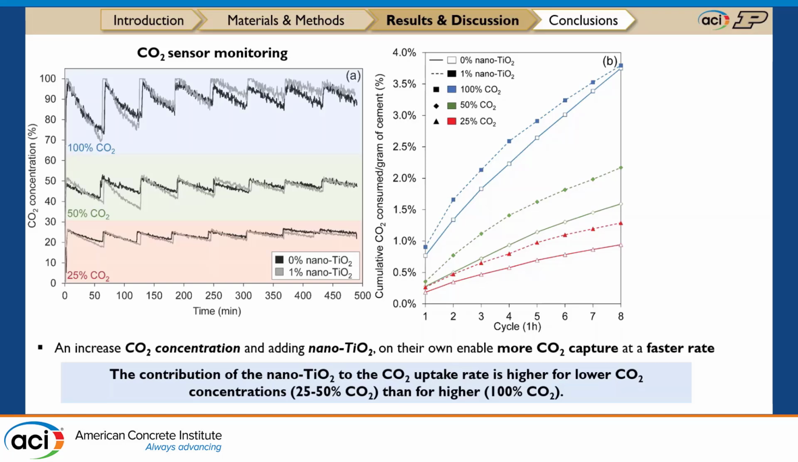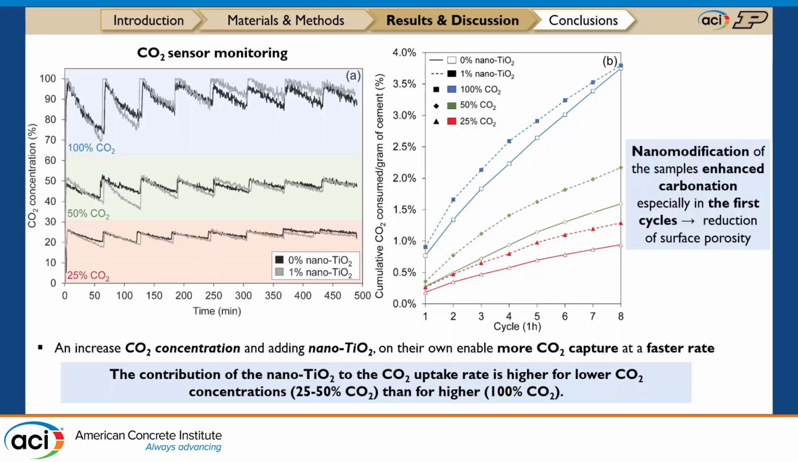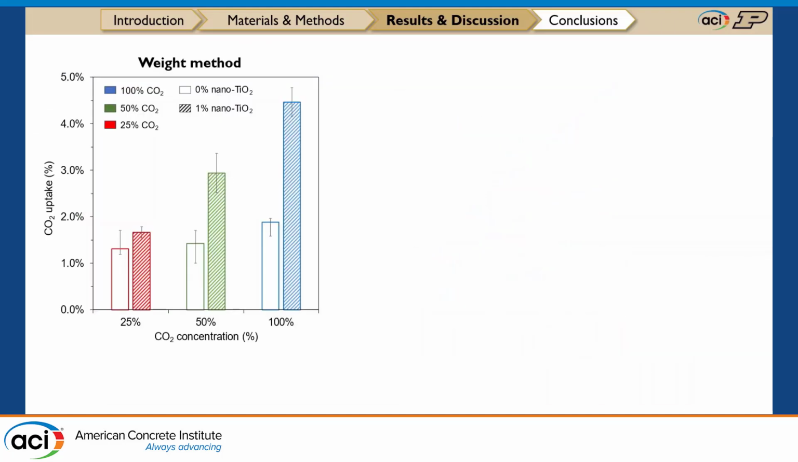And we can see that in the graph on the right. As you can see, the difference between the red lines and the green lines is much higher than the difference between the blue lines. And we believe that is because the nanomodification of the sample does accelerate this process a lot more. So if you're exposing it to a higher concentration, you're actually accelerating this process a lot in the first cycles, therefore reducing the porosity much faster, preventing further carbonation in the next cycles.